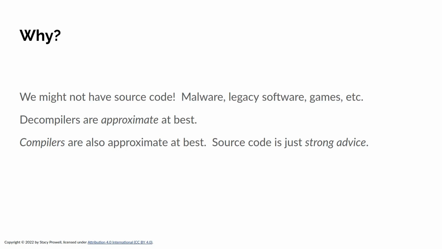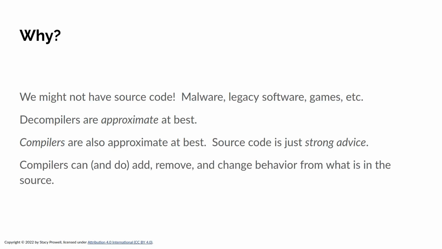It's usually going to try to divine your intent and do what you want it to do, but it may not always do that. And so if you want to know what's actually going on the machine, you need to look at assembly, right? Compilers can, and they do, add, remove, and change the behavior from what's in the source. They do, for a number of reasons, most of them having to do with performance.